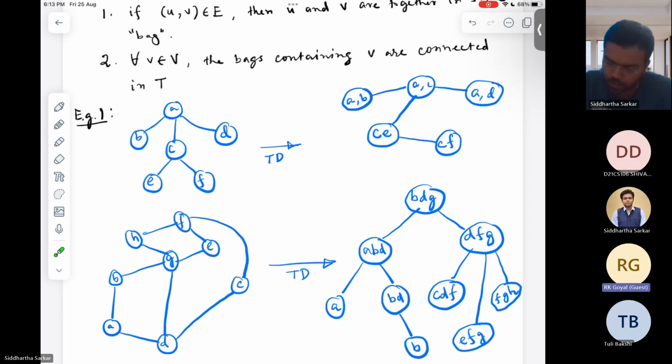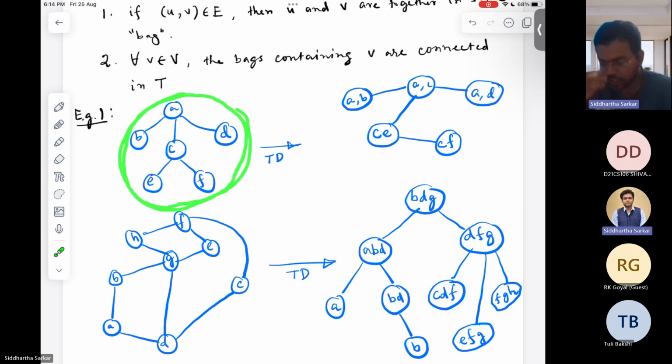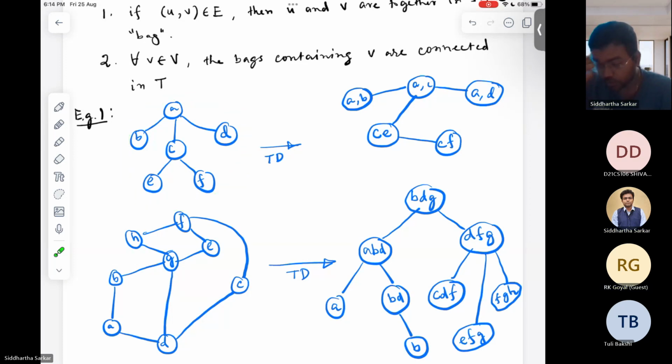I have a query here: how is it possible that some of the bags have 3 elements and some have 2? There is no restriction on how many elements there will be in one bag. For example, if you take all the vertices of the graph into one bag, that is also a valid tree decomposition with only one node.